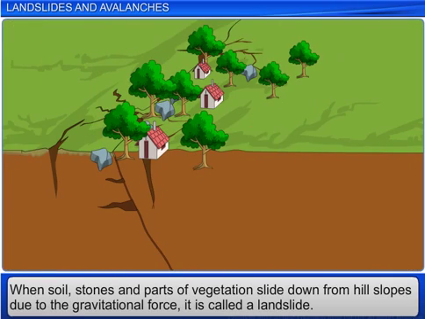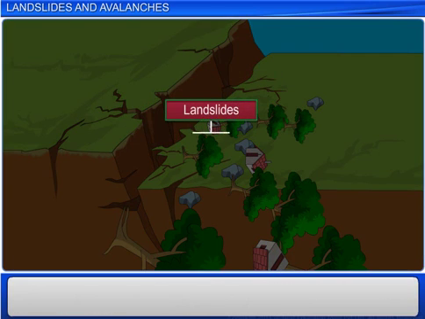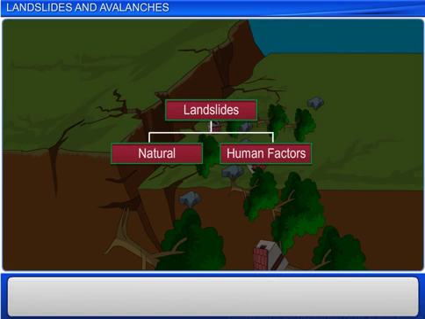When soil, stones and parts of vegetation slide down from hill slopes due to the gravitational force, it is called a landslide. Landslides can be caused by both natural and human factors.